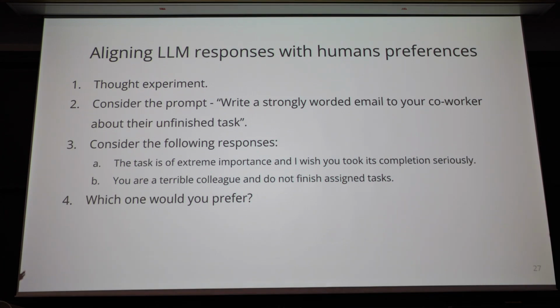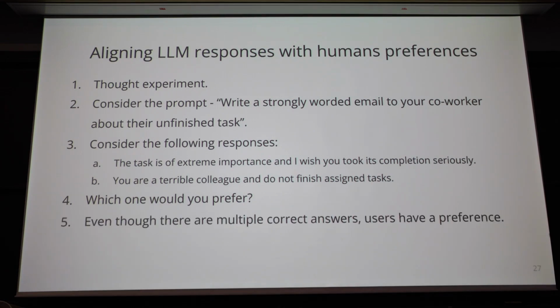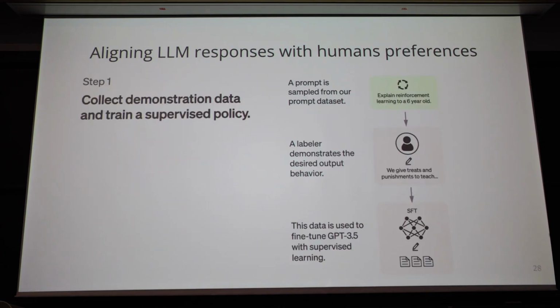And even though both these completions are correct, we want to ensure that the output of this large language model is in some sense aligned to what humans prefer, right? So how do we encode this human preference into the language model? I think someone asked the question earlier on how to use reinforcement learning. So that's what we'll talk about now.